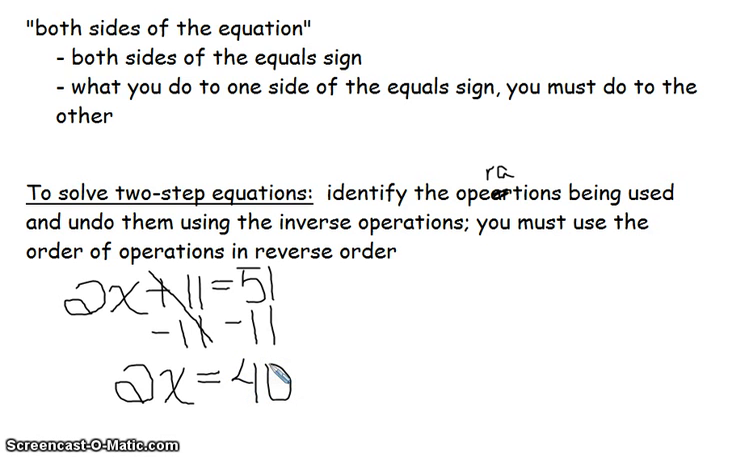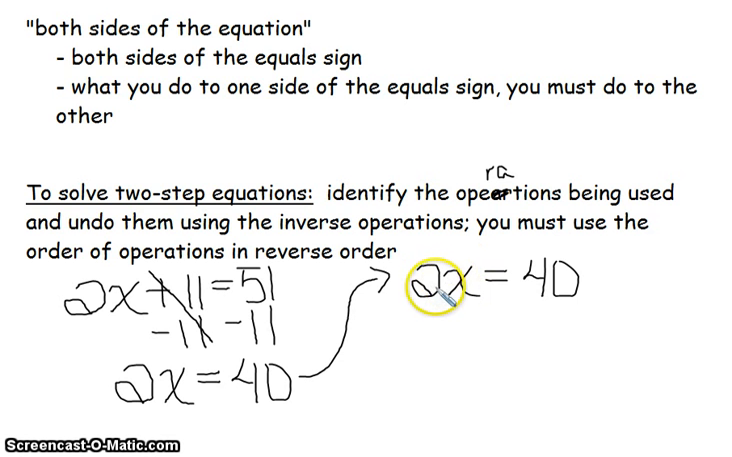Alright, so I'm actually going to move my problem up here. Since I'm running out of room, I'm going to rewrite this so that we can identify what to do next. We have our 2x equals 40. So now we're down to a one-step equation just like you had on the last video. The 2 is attached to the x here. Remember, you need to visualize this as a multiplication problem. So the opposite of that, or the inverse, would be to divide both sides by 2.